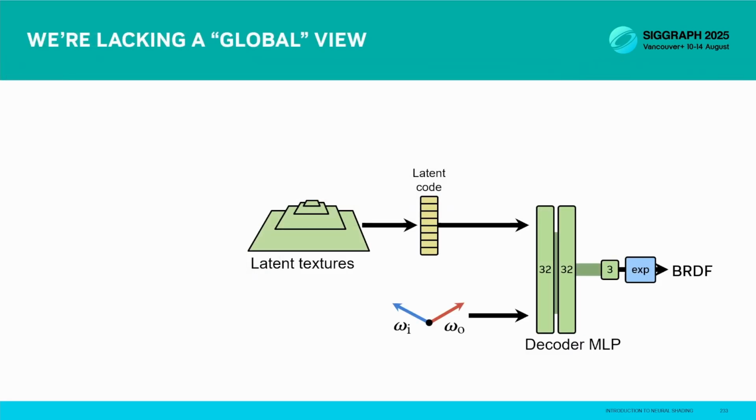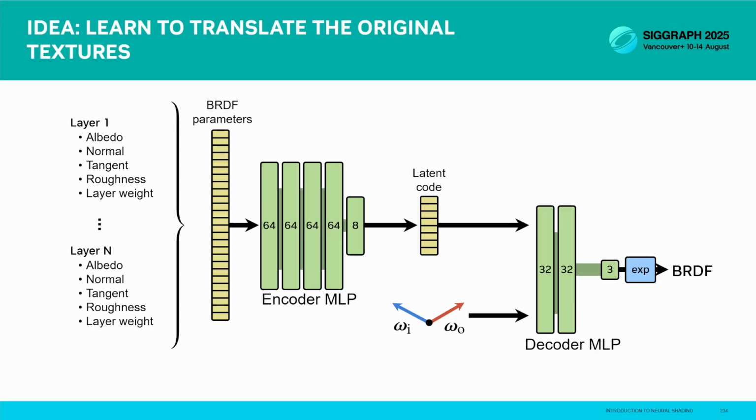Because we want to scale to very high texture resolutions, we need to do a little bit better than individually learning the latent codes at each of the texels. And the solution that we came up with was to replace the latent texture with a second network that we call the encoder. And this gets the stack of textures of the original, artist-created material as input. And instead of learning an independent latent code per texel, we instead learn a single encoder network that learns to translate the textures of the original material into the latent texture.